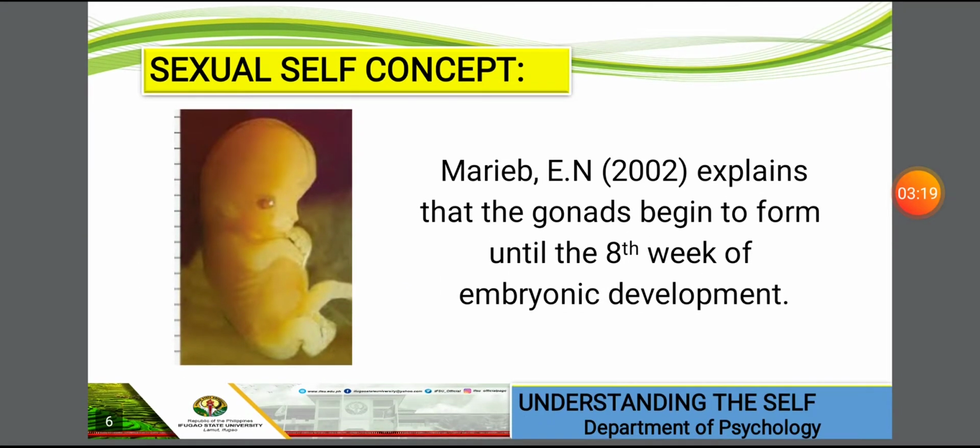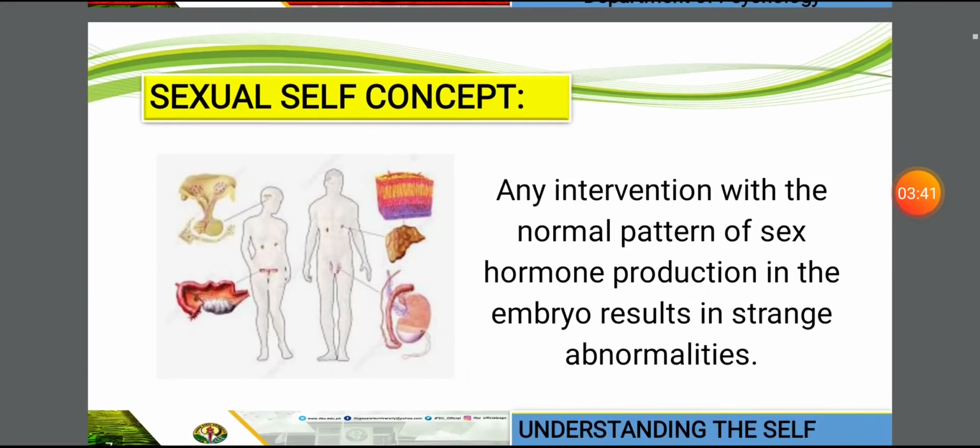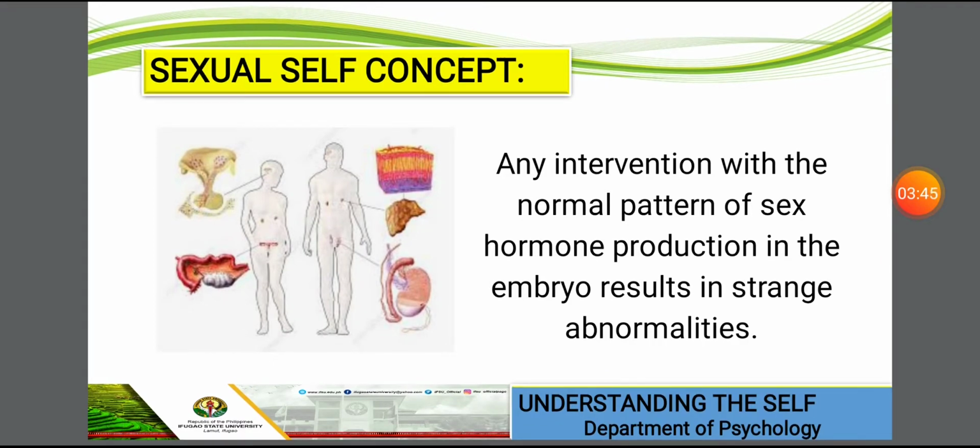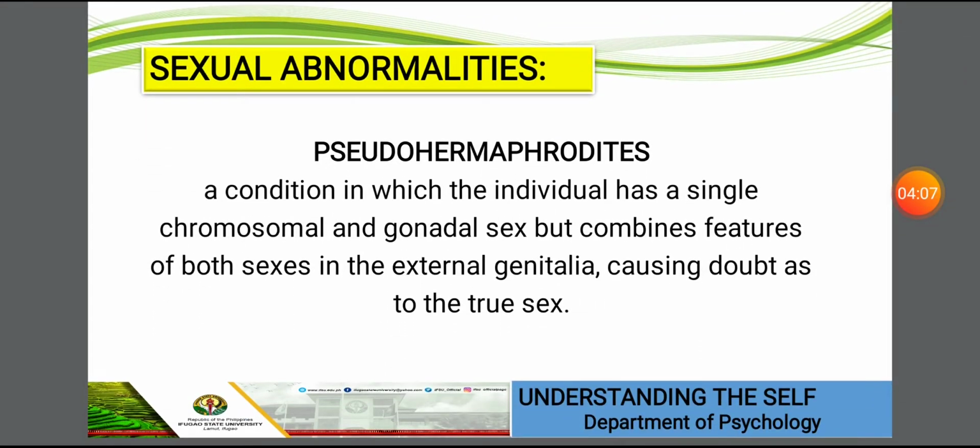Next is sexual self-concept. According to Mariev, this explains the gonads begin to form until the 8th week of the embryonic development. So, dito kasi tinitingnan natin yung, kumbaga, evidence that a female or a male is indeed feminine or masculine due to their biological organ, sex organ. Okay, so it is also any intervention with the normal pattern of sex hormone production in the embryo that results in strange abnormalities. A lot of people would say that a person is male if he has a penis and a testis, and of course, a female has an ovary and a vagina. But wait, there are sexual abnormalities like the Pseudo Hermaphrodites. This concerns a condition in which the individual has a single chromosomal and gonadal sex but combines features of both sexes in the external genitalia, causing doubt as to the true sex.